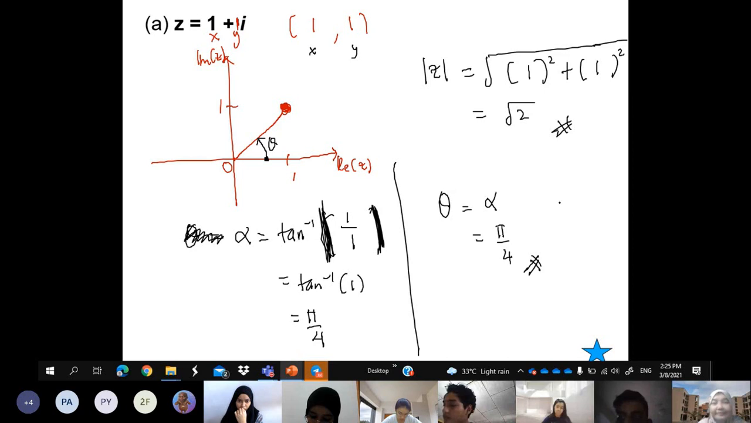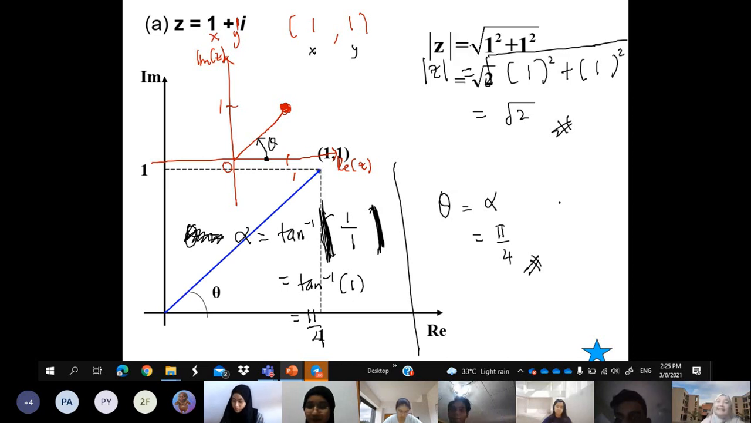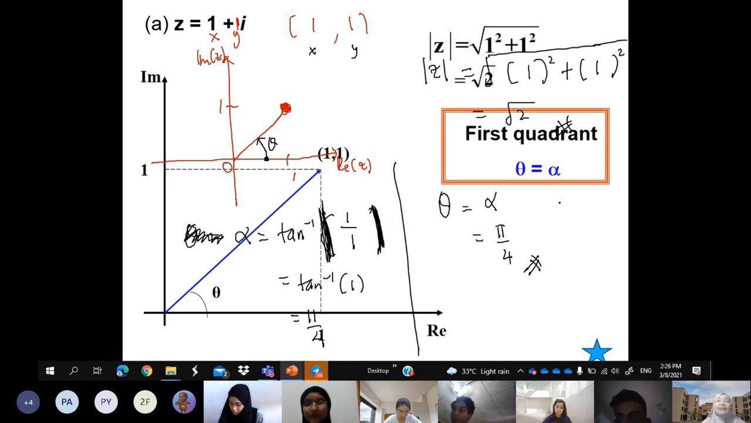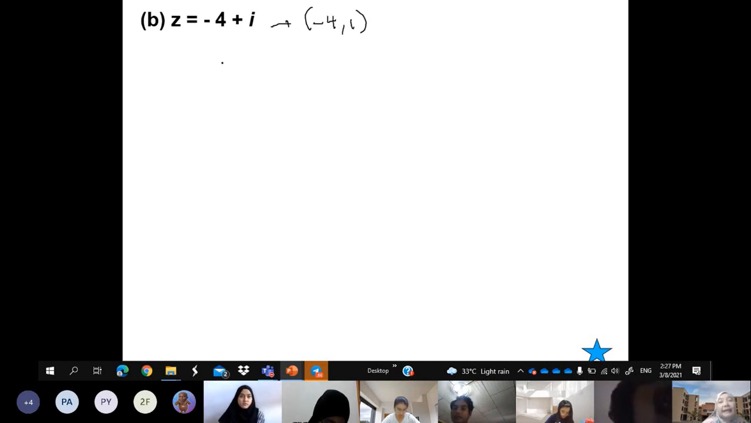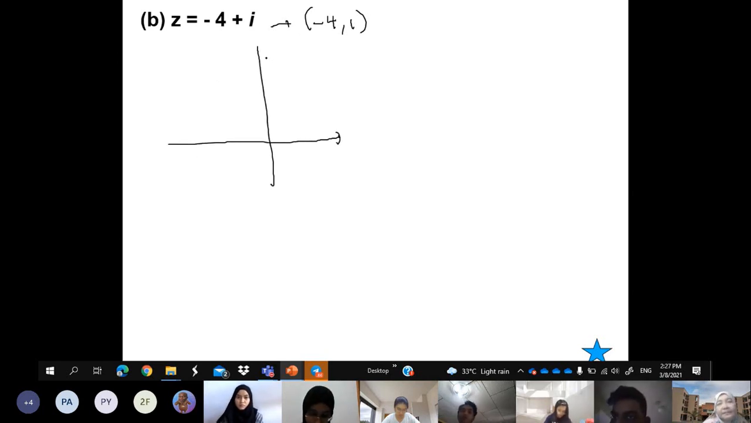Okay, you can give the answer in fraction or in decimal. Try part B. Given z is equal to -4 plus i. Change to coordinates: (-4, 1). This is in the second quadrant. Draw the axes: real for z, imaginary for z, and 0 is the origin. Then plot (-4, 1).